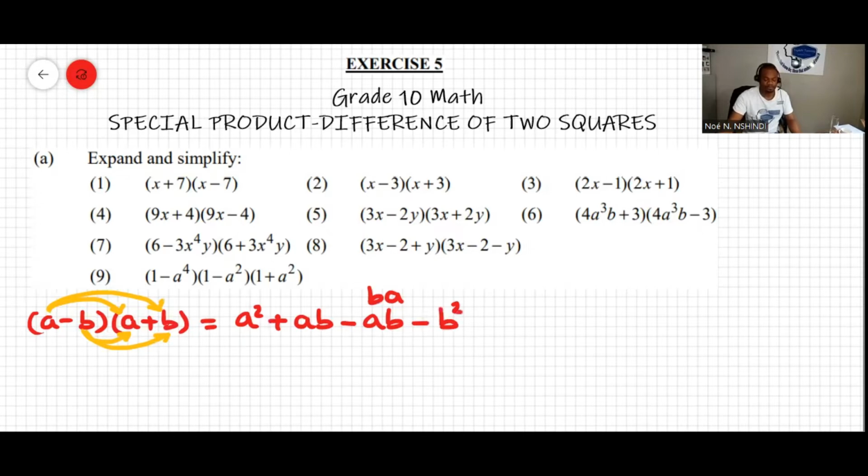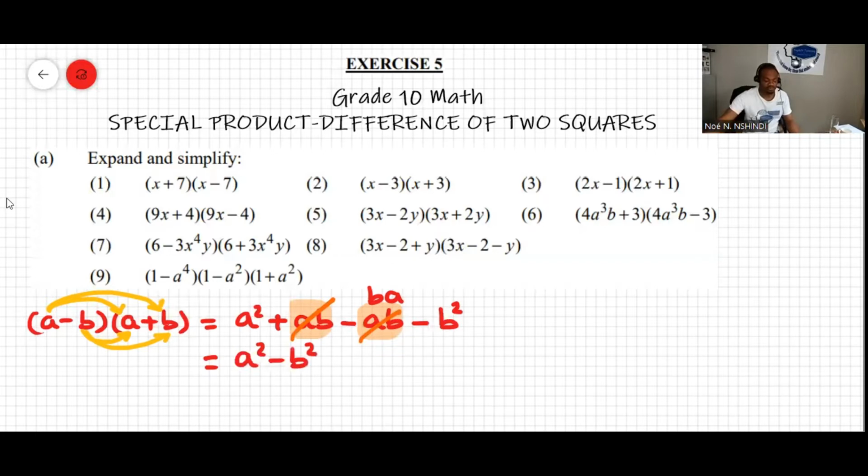Now, when we do products with binomials, we expand and then identify common terms to simplify the answer. If you look at this, we have AB here and then negative AB there. Because it's AB minus AB, these two cancel out. What we are left with is A squared minus B squared.